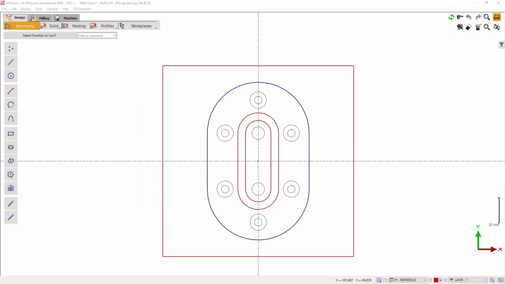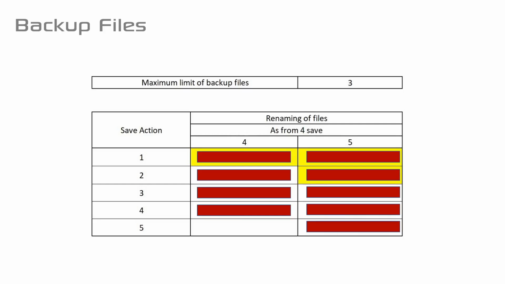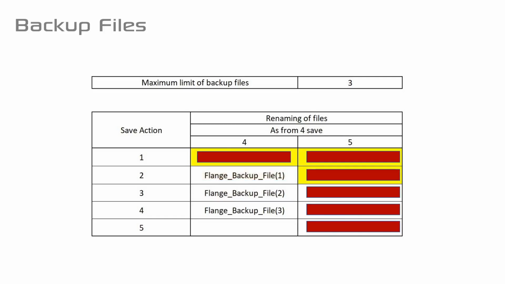To understand this a little bit better, let's see this presentation. This is the number of actions that we started doing: 1, 2, 3, 4, and 5. We have the maximum limit for our backup files. So let's see, in the fourth action, what happens. The file name will be changed to this one, Backup File 3. As for the third one, it will be renamed to Backup File 2, and the second one to Backup File 1. And the first initial file is deleted.